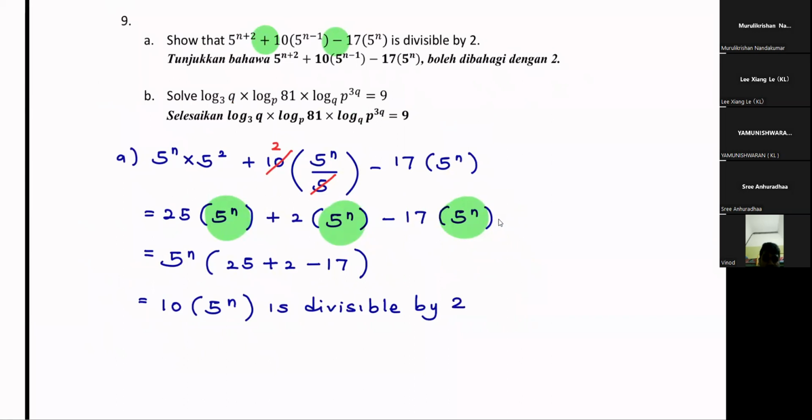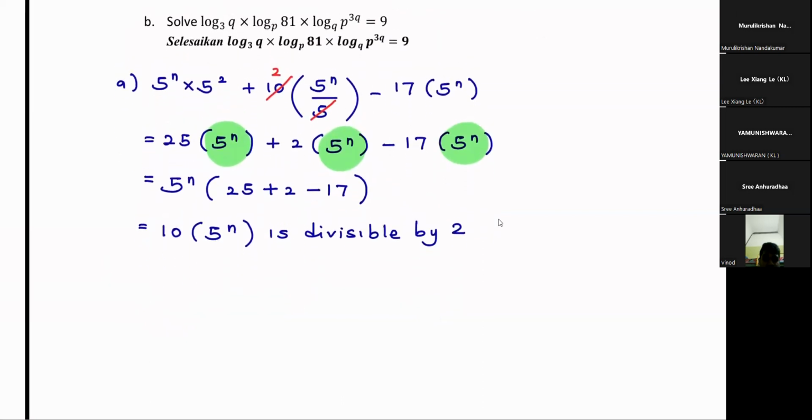Habis. Itu jawapannya. Okay, ada pelajar tanya saya, macam mana saya tahu boleh bagi 2? Ini 10 boleh bagi 2, nombor tengok, nombor depan cukup. Nombor depan tu cukup. Kalau depan dia ada 10 ke, ada 4 ke, ada nombor yang multiple of 2, you can divide by 2. Faham? Okay, done? Shall I move on to B? Yes, sir. Okay, B.